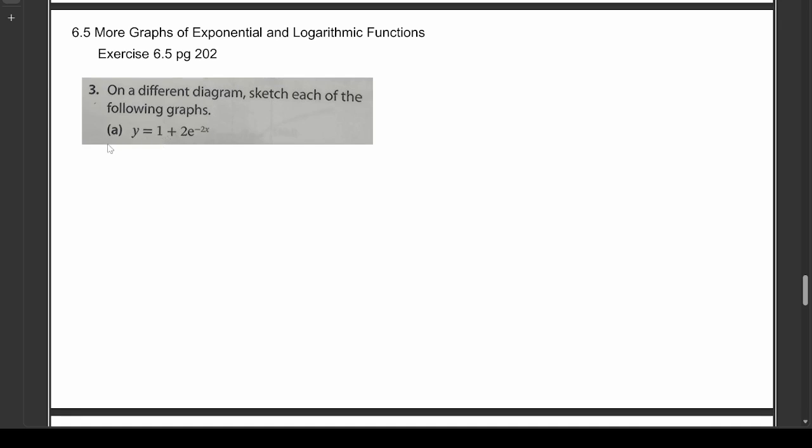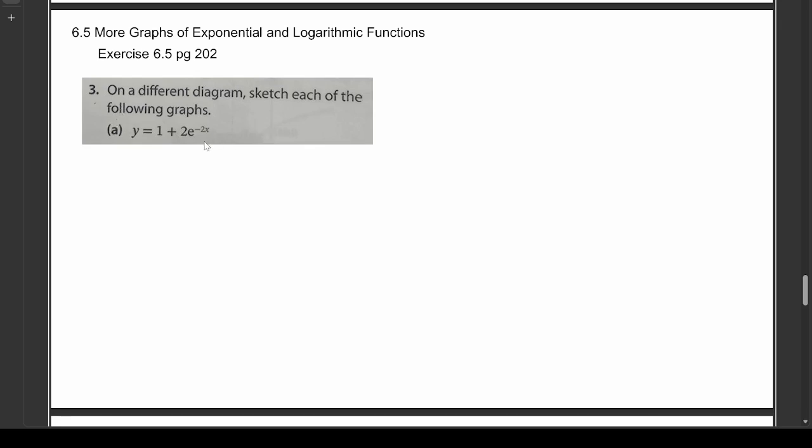Okay, for 3A, first question A, this is asking you to sketch the graph. So you have an exponential graph here, and you are also asked to indicate the asymptote, right? Your exponential graph will have a horizontal asymptote, okay? And you also need to indicate any important coordinates on the y-axis or the x-axis.